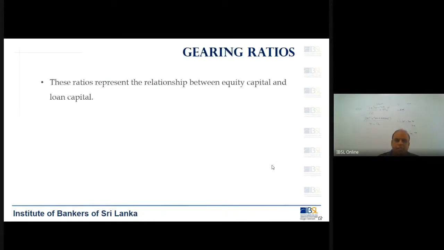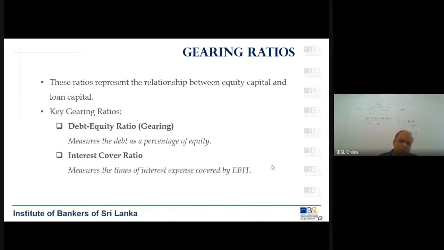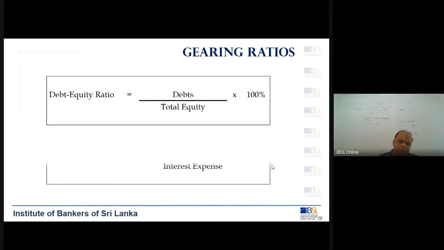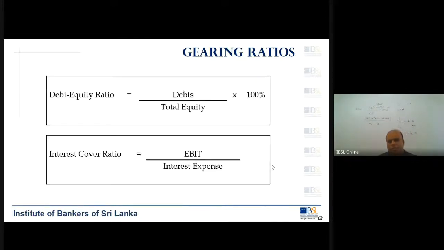Then we come to the gearing ratios. Gearing ratios show the relationship between the equity capital and the loan capital. Loan capital means how much you have borrowed. So here also we have two important ratios. I will straight away go to the ratio template, where we have an important ratio, which is the debt equity ratio. The debt equity ratio gives you a relationship between your debts and the total equity.